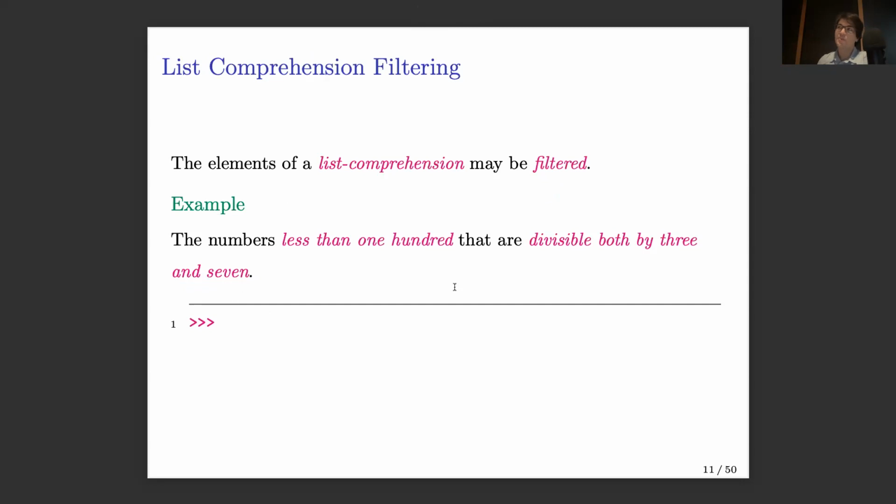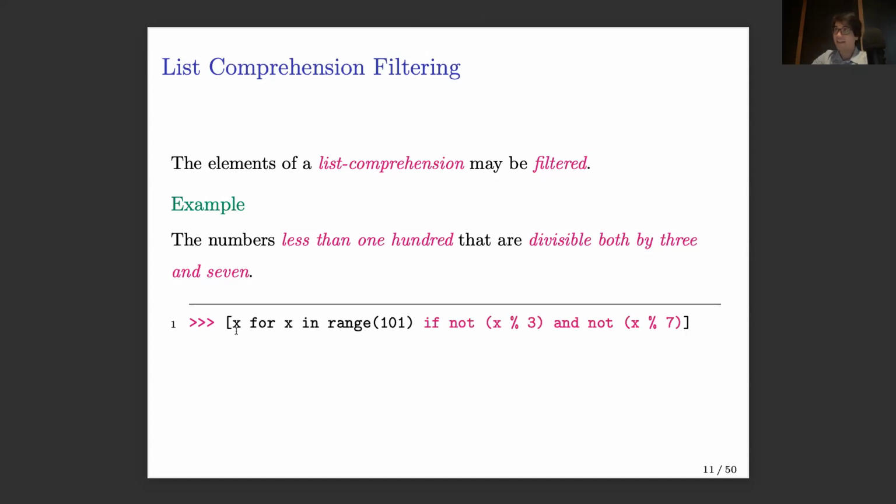The elements of a list comprehension may be filtered. That is, we can put an if statement into our list comprehensions to say that in order to be included in the list, you also have to satisfy the predicate. So for example, I can create a list which is comprised of the numbers less than 100 that are divisible both by 3 and 7 in the following way.